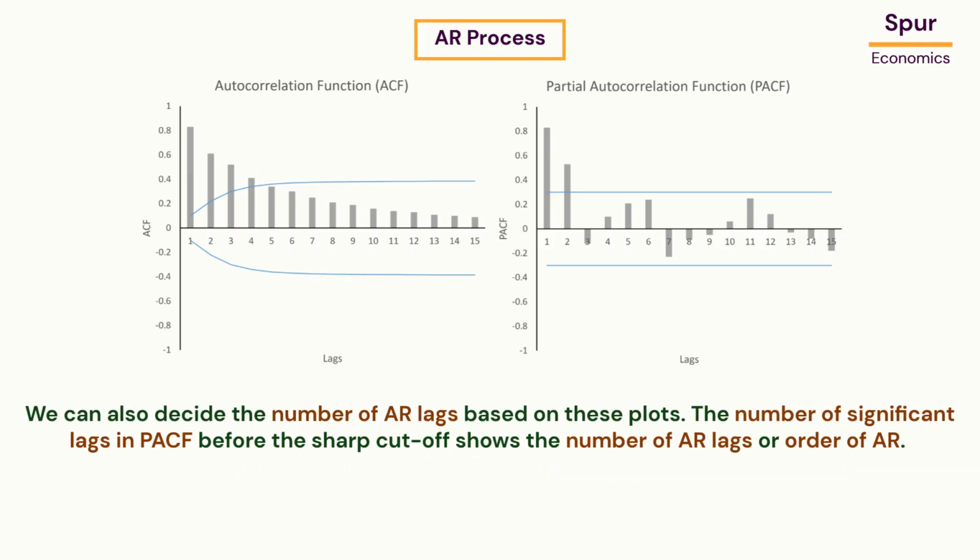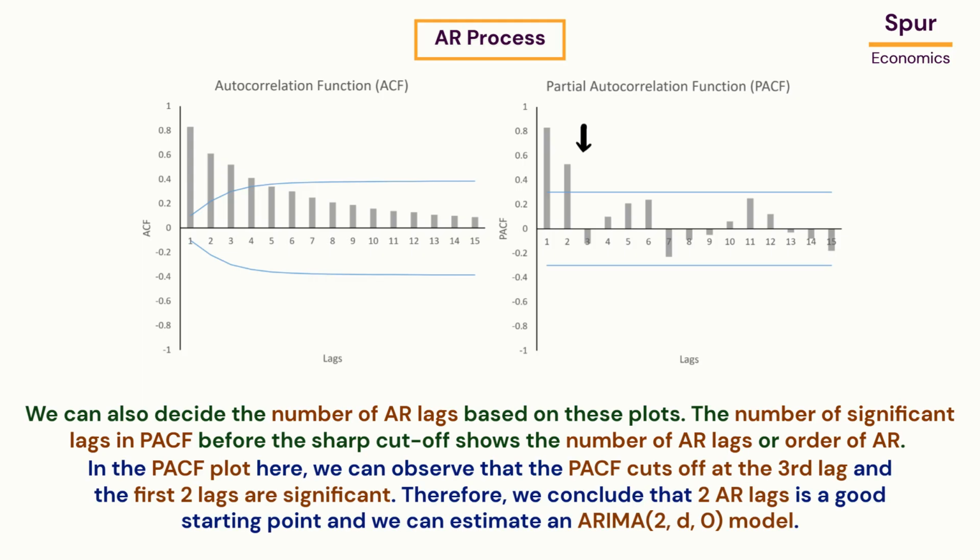We can also decide the number of AR lags based on these plots. The number of significant lags in PACF before the sharp cutoff shows the number of AR lags or order of AR. In the PACF plot here, we can observe that the PACF cuts off at the third lag and the first two lags are significant. Therefore, we conclude that 2 AR lags is a good starting point and we can estimate an ARIMA 2-D-0 model.